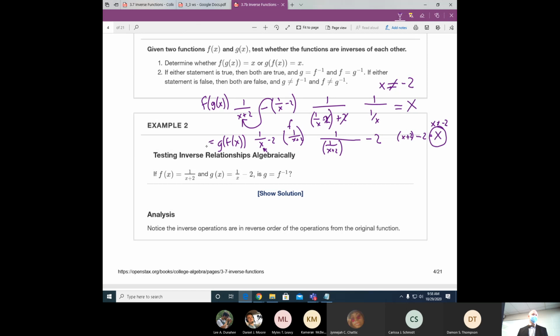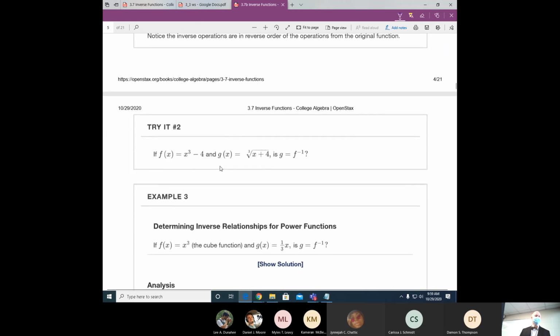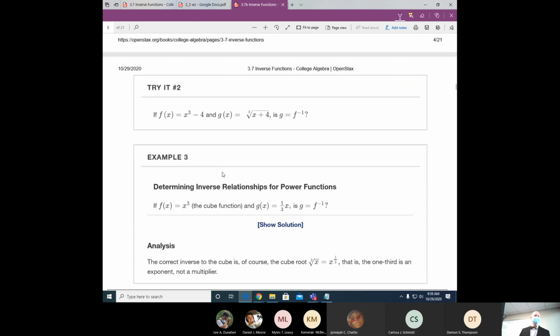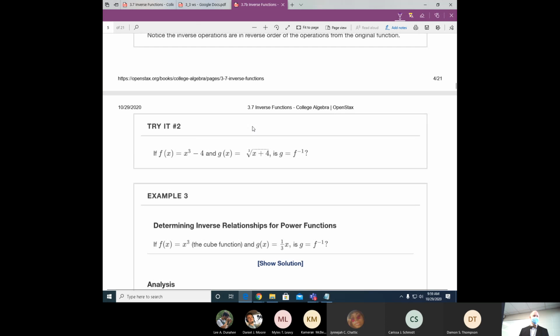So if I get back x from that one, this also gives me x. I have checked it twice that they are inverses. Usually one is sufficient, but it's good practice to try both just to test your checking skills. Now let's do some checking on our own and just see if they're inverses. And we can even make up some as we get better at this.